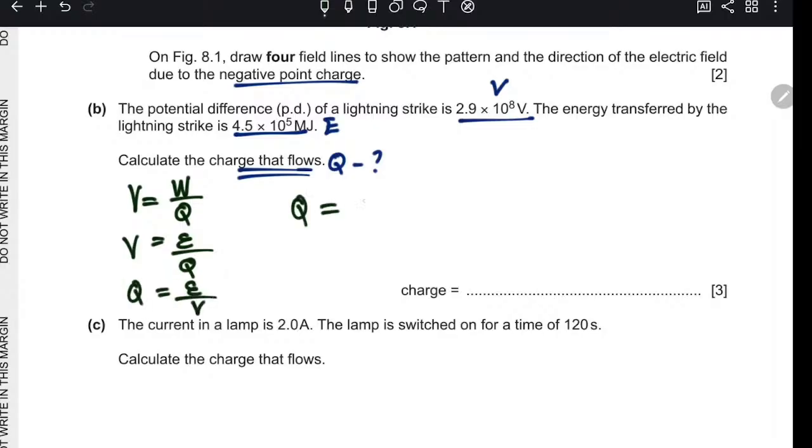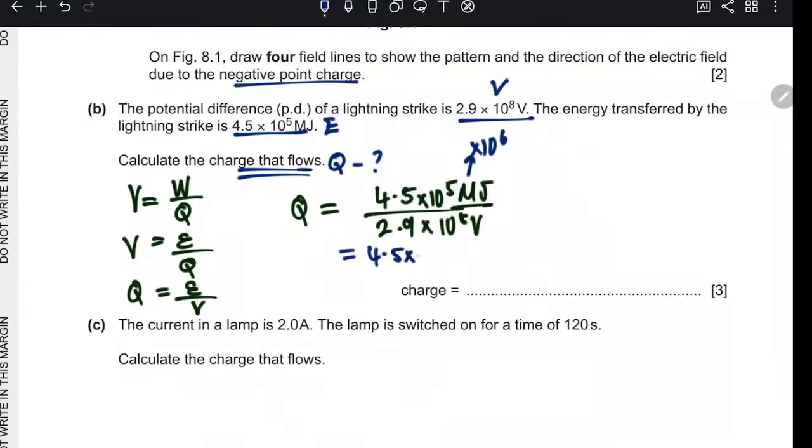Now Q will be, what is E? It's 4.5, sorry, times 10 to the power of 5 megajoules over 2.9 times 10 to the power of 8 volts. Now, mega on its own is times 10 to the power 6. So it'll be 4.5 times 10 to the power 11 joules, now we've removed mega, divided by 2.9 times 10 to the power of 8 volts.